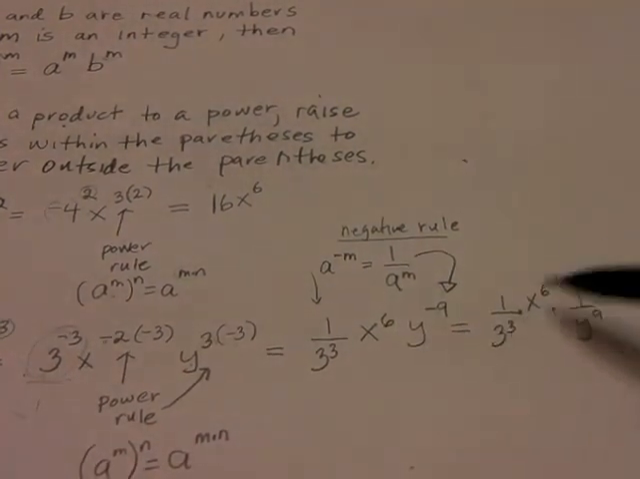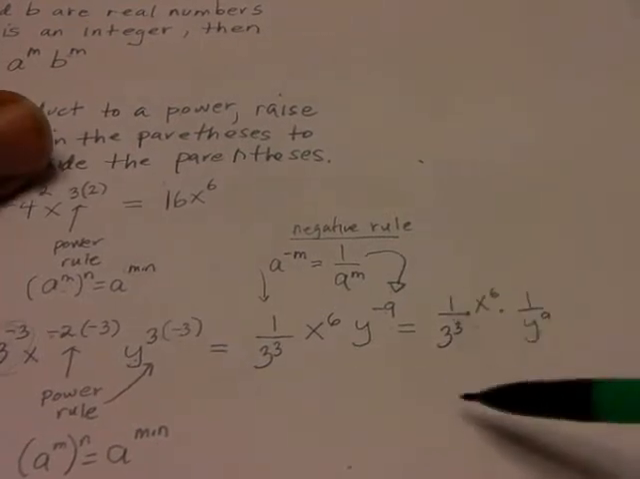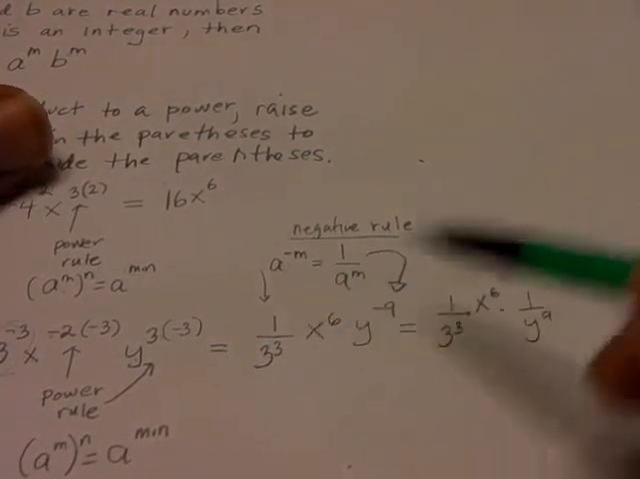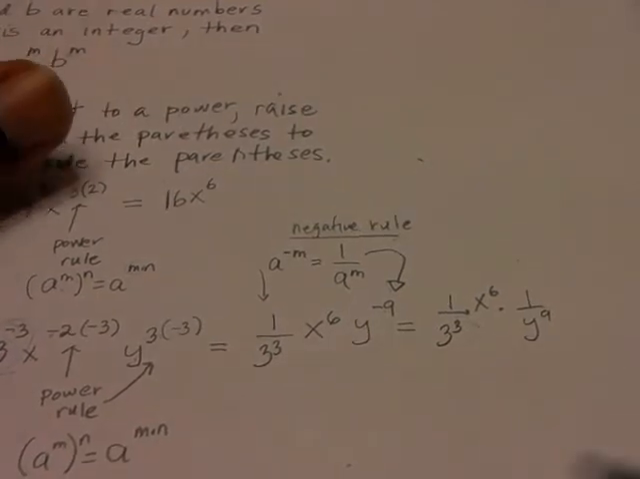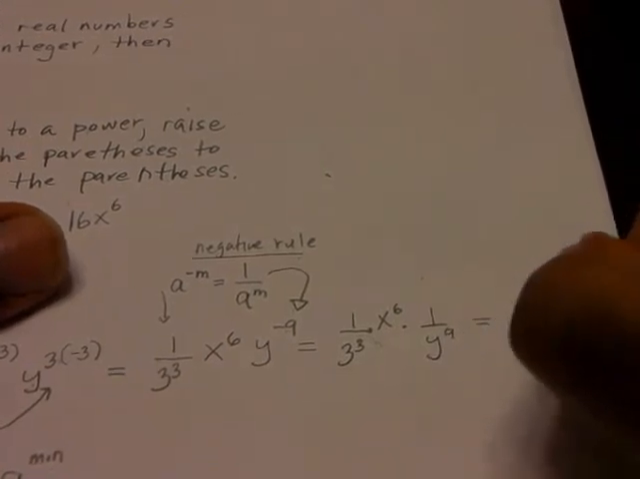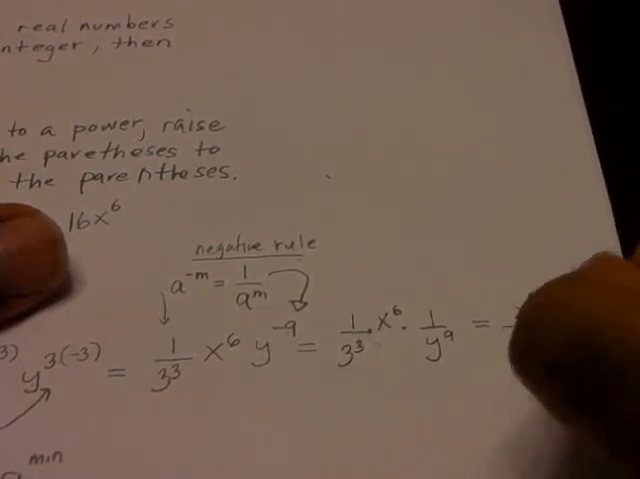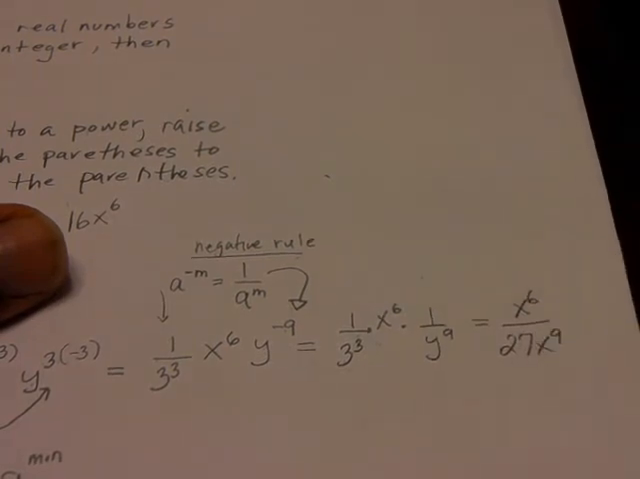That becomes invertible, so that it goes into the denominator when you have exponents. So again, when you have negative exponents in numerators, and when you apply the negative rule, those bases and exponents go to the denominator. If you have negative exponents in the denominator, they will go to the numerator. And like so, when we simplify this, we have x to the 6th over 3 to the 3rd, which is 27, y to the 9th.